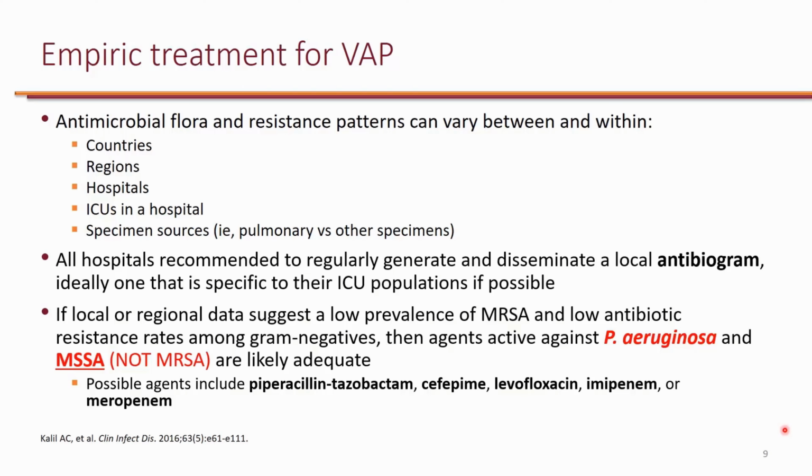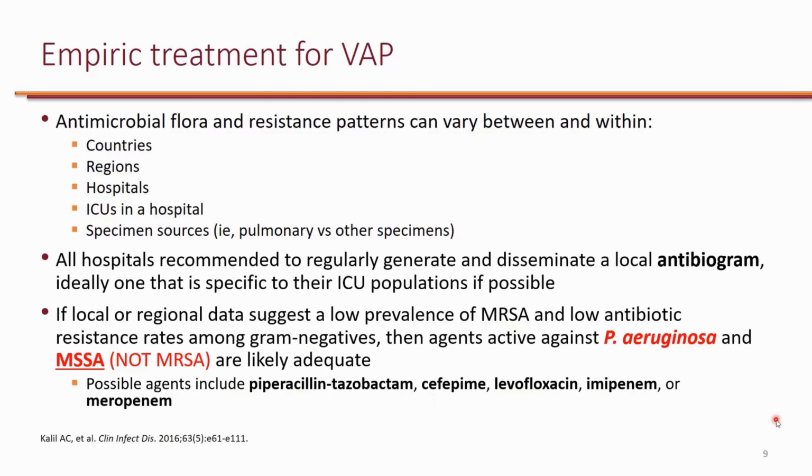to only target MSSA. And there are some agents that cover Pseudomonas as well as MSSA. So piperacillin-tazobactam and cefepime, for example, cover Pseudomonas as well as MSSA. And while they do not cover MRSA, if based on local resistance patterns we think that it's unlikely to have VAP due to MRSA, it will be okay to use them.